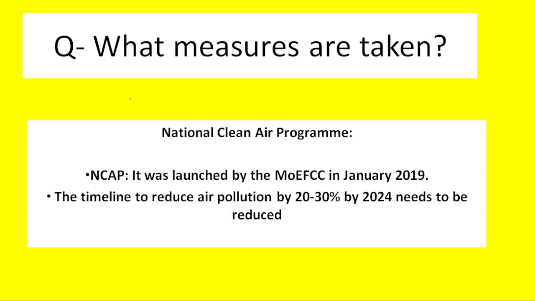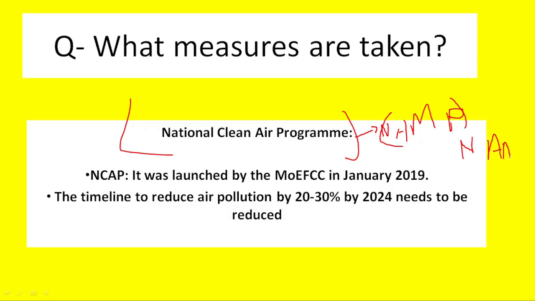The government has come up with the National Clean Air Program, under which we have NAQS, NAMS, the National Air Quality Management Program, that make use of the NAC parameters for monitoring the air quality. It was launched by the Ministry of Environment, Forest and Climate Change in 2019, with a timeline to reduce pollution by 30% by 2024. These are the initiatives taken by the government across India.